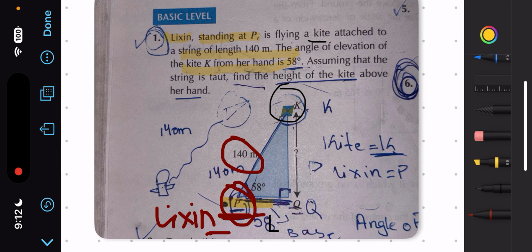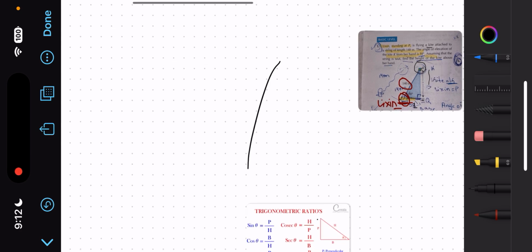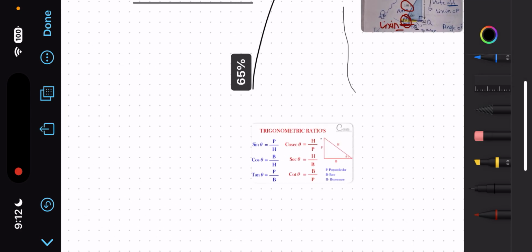Now in the third line, assuming that the string is taut, find the height of the kite above her hand. In simple terms, it is saying that you have to find the distance between K and Q. To solve this question, we will be using trigonometry ratios. Those who aren't aware about trigonometry ratios, don't worry, I will be telling you about it.